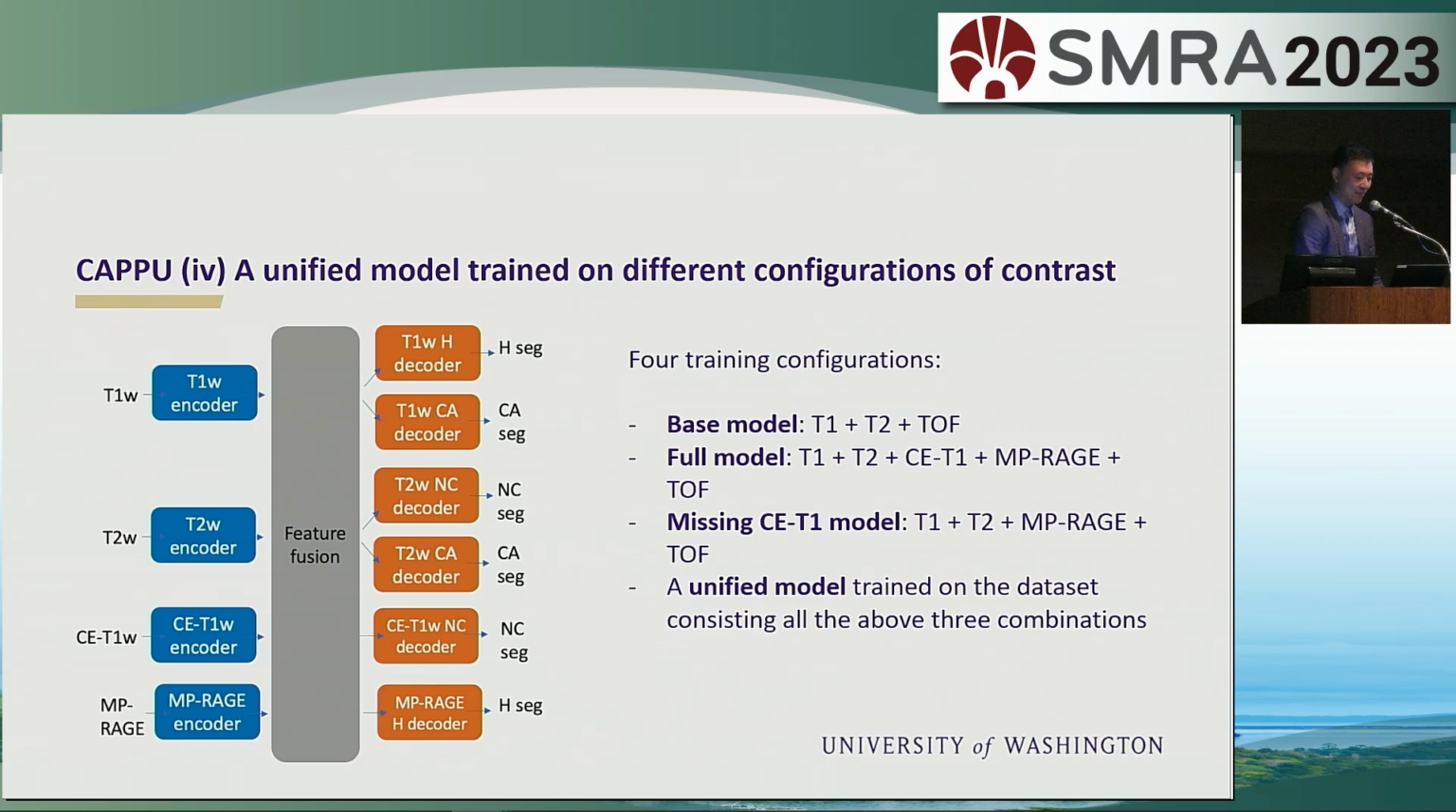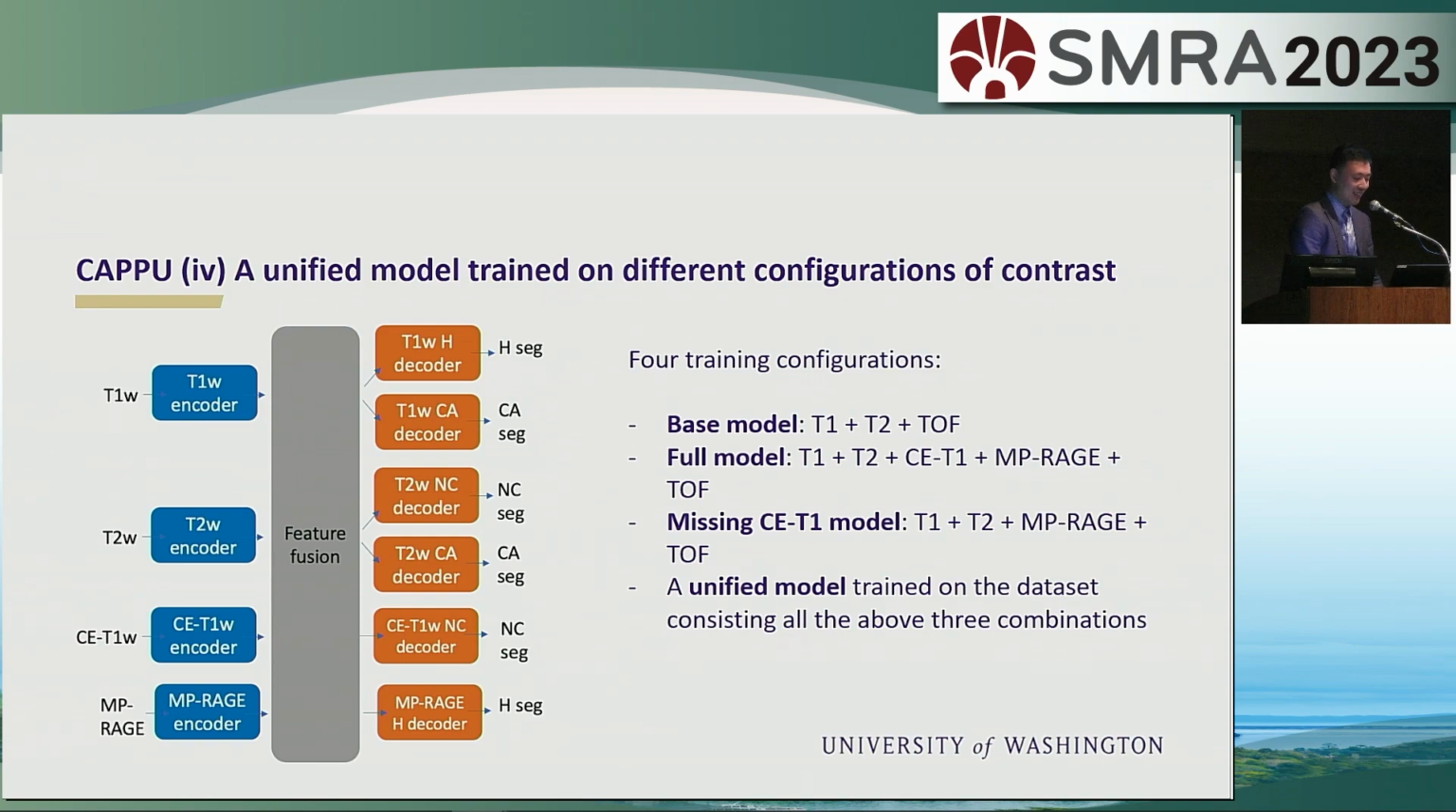And in the end, this is the overall structure of the model. As I said, we have a separate encoder for each contrast, and based on their clinical use in delineating the composition, we have one or multiple decoders for each contrast, and then the feature fusion module is in the model.